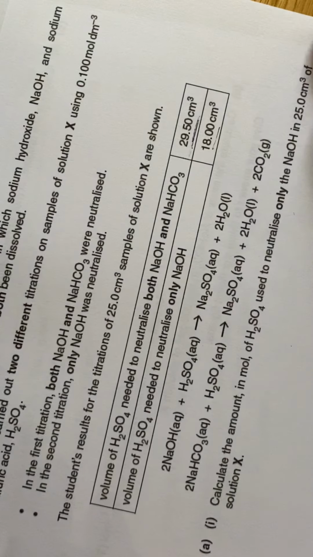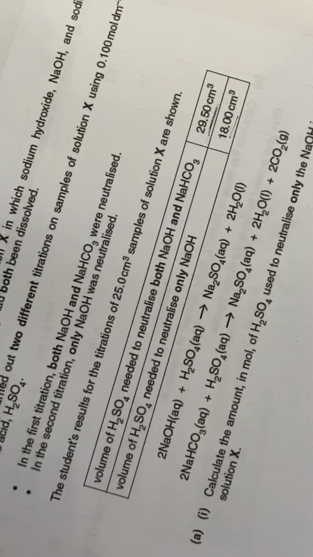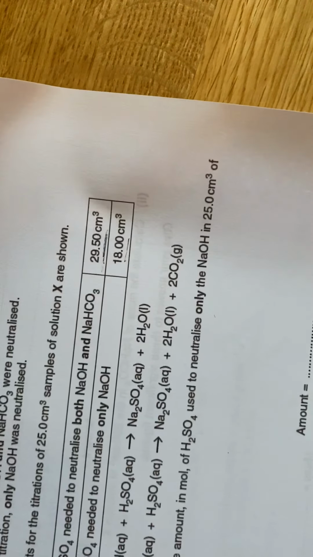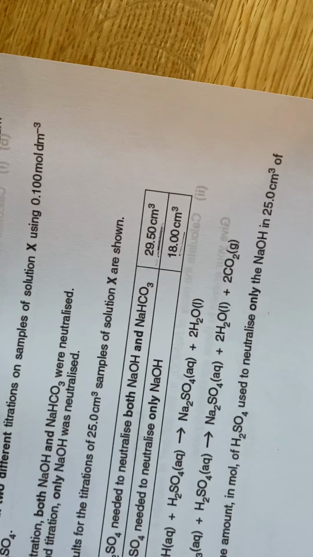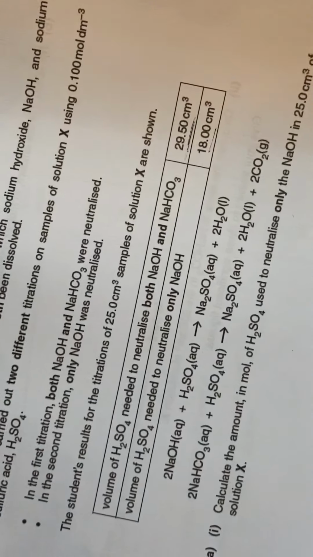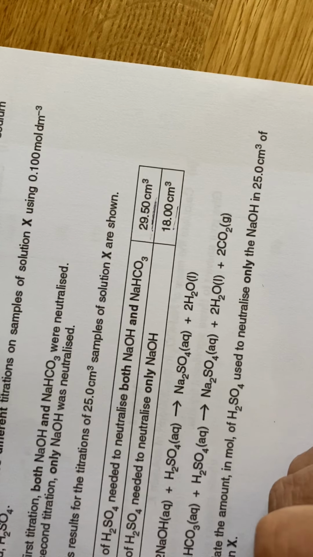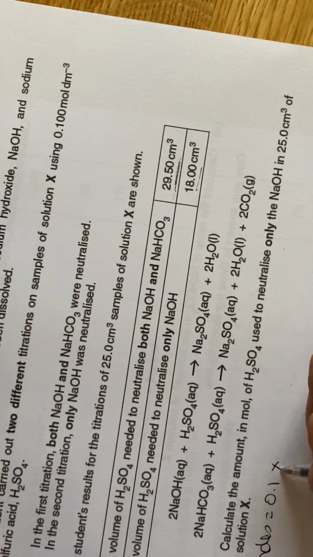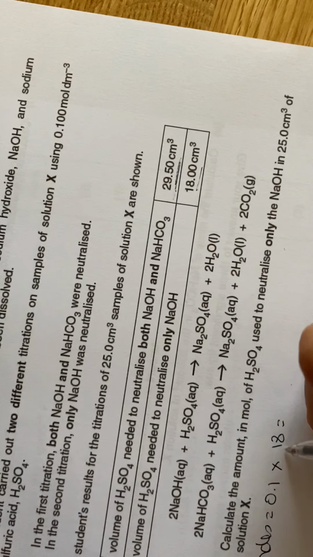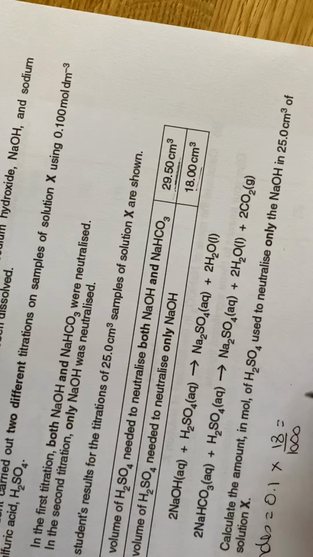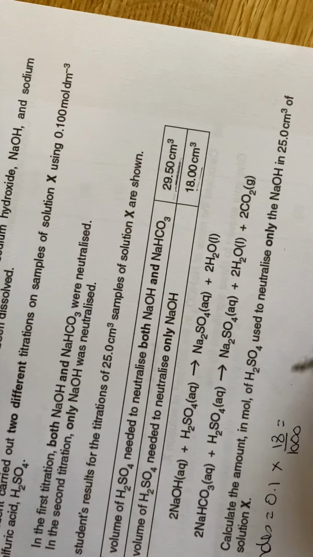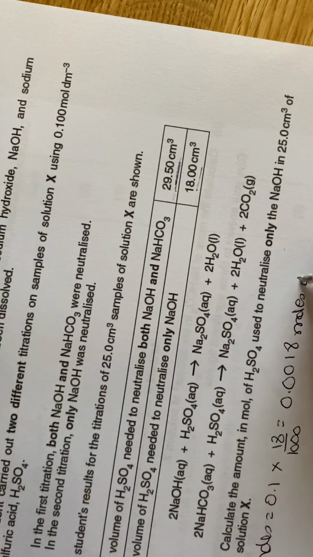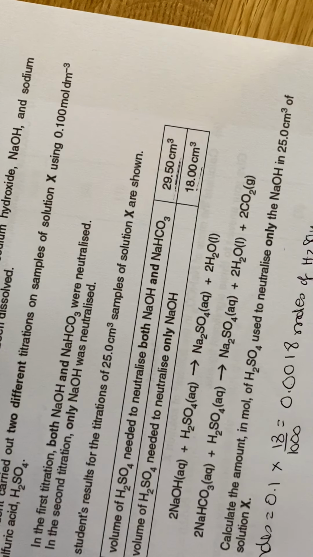So look at the question now. Number 1, calculate the amount in moles of sulfuric acid used to neutralize only the sodium hydroxide of solution X. You start by working out moles equals 0.1 times 18 divided by 1000, which gives you the result of 0.0018 moles of H2SO4 used to neutralize.